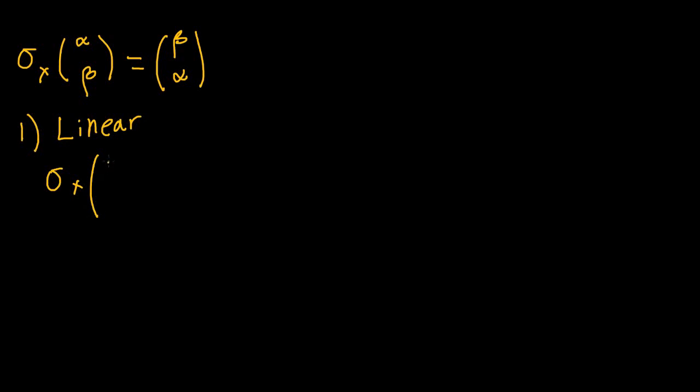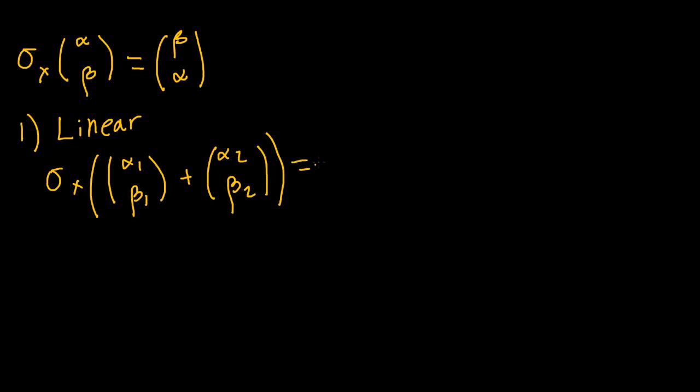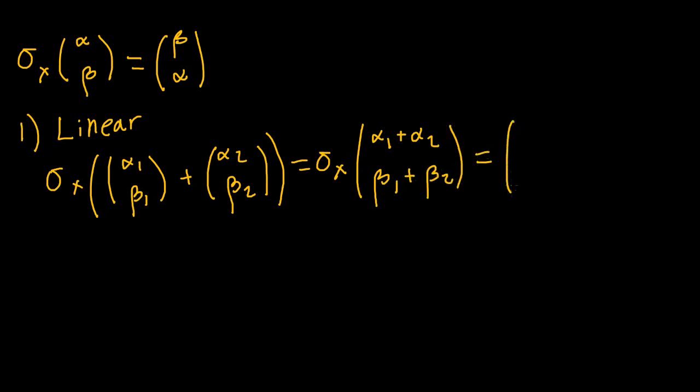So if we act sigma x on the sum of 2 vectors, so here's the sum of 2 vectors, one with components alpha 1 beta 1, one with components alpha 2 beta 2. We can add the 2 vectors together into one vector with components alpha 1 plus alpha 2 and beta 1 plus beta 2, and then swapping the upper component with the lower component, as sigma sub x does, we find that it's equal to the vector with components beta 1 plus beta 2 and alpha 1 plus alpha 2.